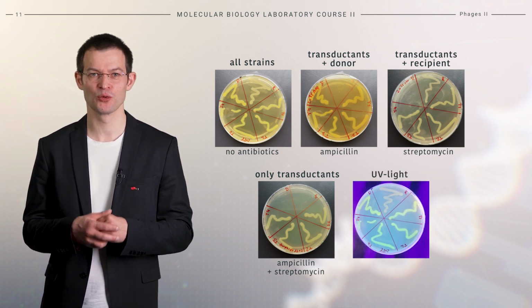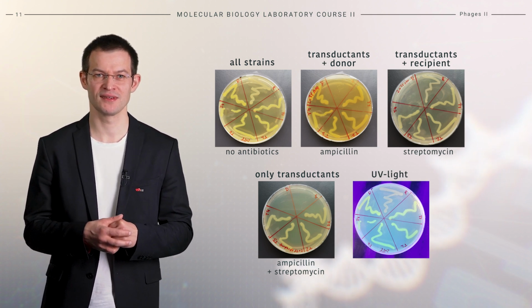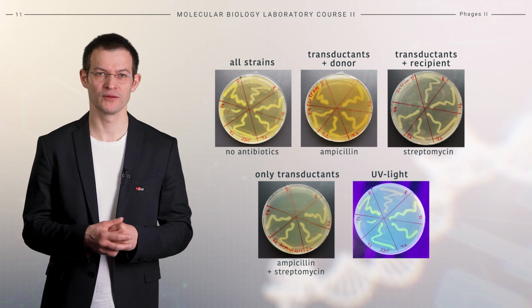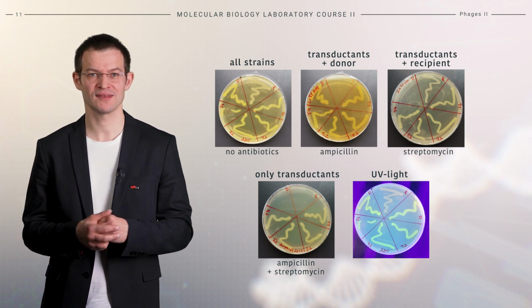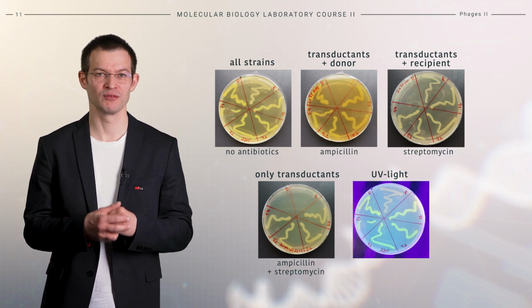Additionally, the presence of the green fluorescent protein can be easily confirmed under UV light, as seen in this picture. Only the donor strain, SAR18, and successful transductants will show fluorescence, while the recipient strain will not fluoresce.